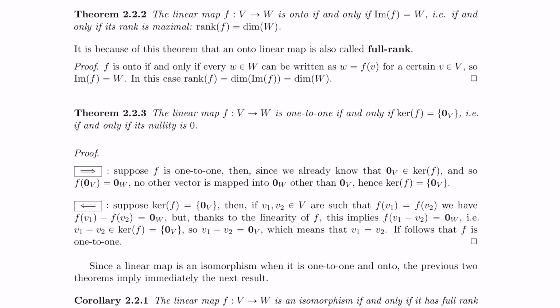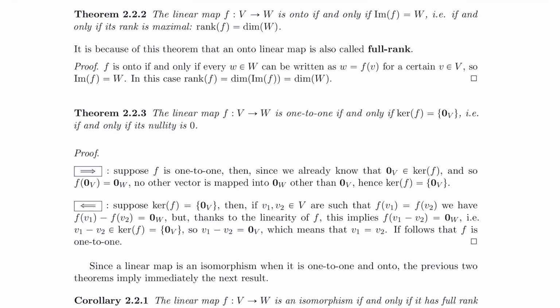To prove the inverse implication, we suppose that the kernel of f is reduced to the only null vector of V, then we must show that in this case f is one-to-one. Remember that f is one-to-one if it transforms different vectors into different images. So if we have two vectors such that their images are the same, in order to show that f is one-to-one, we must show that V1 and V2 coincide. Let's see how to do it. Notice that this equality implies that f of V1 minus f of V2 is equal to the null vector of W.